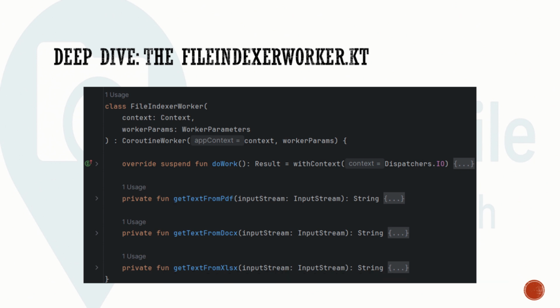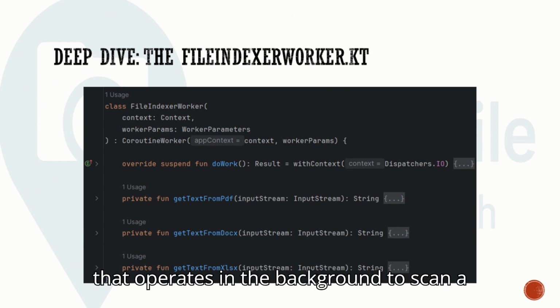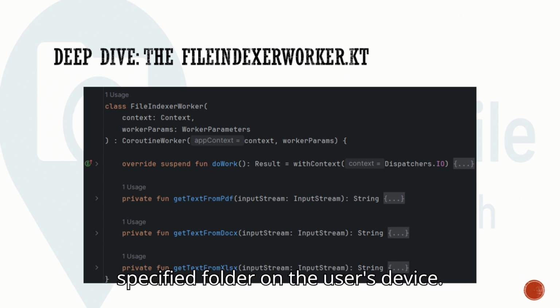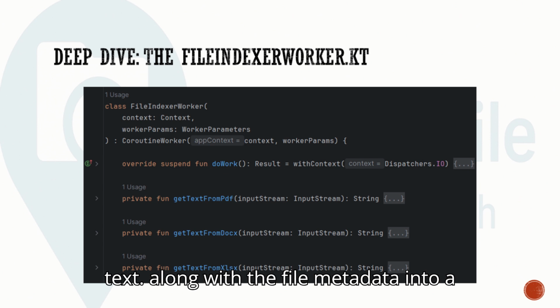This code, FileIndexerWorker, is the Android class that operates in the background to scan a specified folder on the user's device. The primary purpose is to extract text from various file types and save the text along with the file metadata into a local database for later searching.